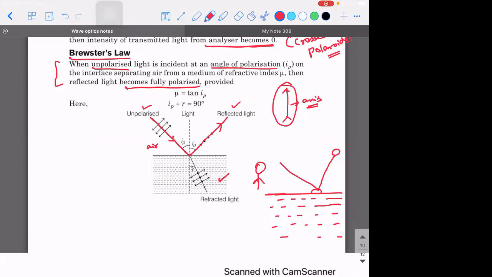So you're able to understand, unpolarized light will fall with different angles of incidence. But there will be one particular angle of incidence where, if you observe the reflected light, you can say that it is completely polarized. Such an angle of incidence of an unpolarized light on the interface is what we call the angle of polarization.